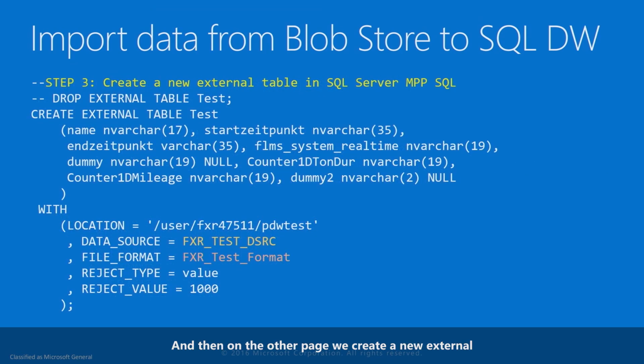And then on the other page, we create a new external table in SQL Server. So we create an external table with whatever columns you want to name, and this is where the work from the previous slide comes into play. Data source with the name that we just mentioned, file format with the name that we created for that object. You can optionally add reject type and values to have some rudimentary error controls in there for aborting the load should you get so many errors.